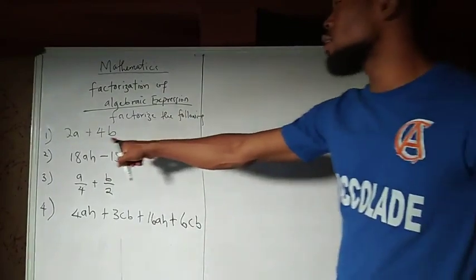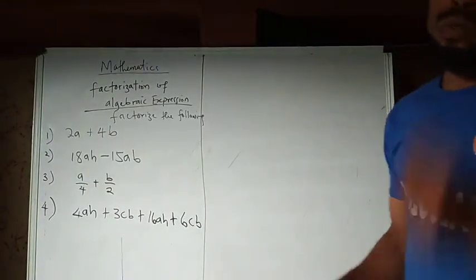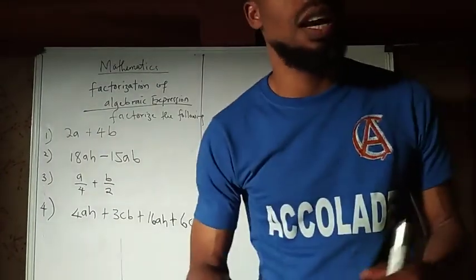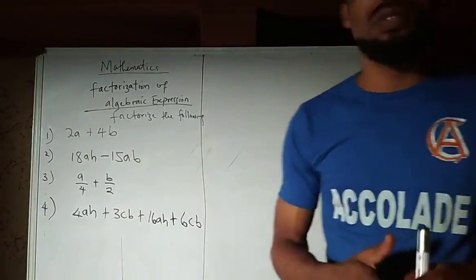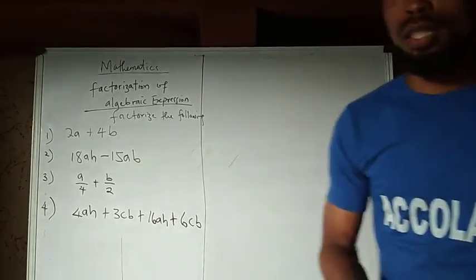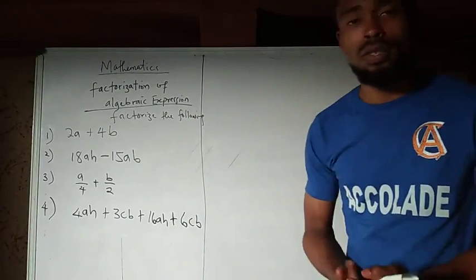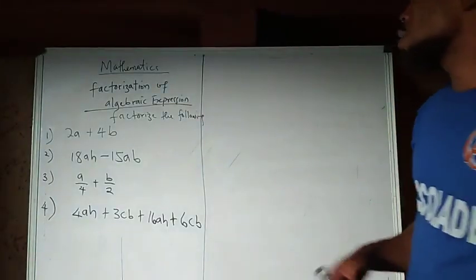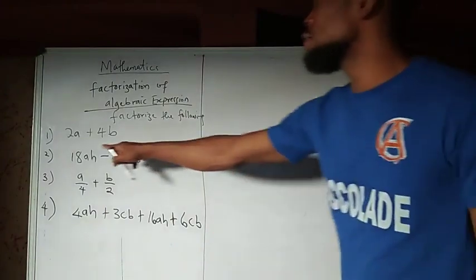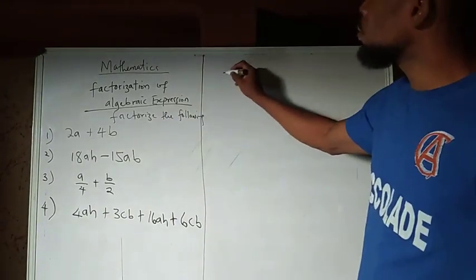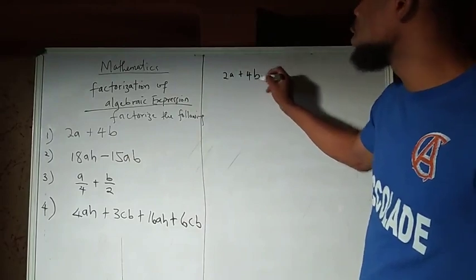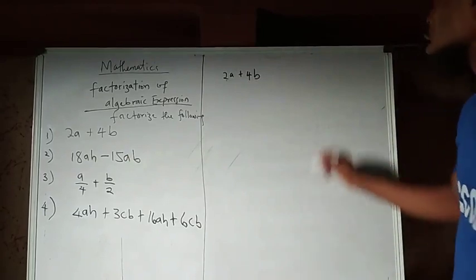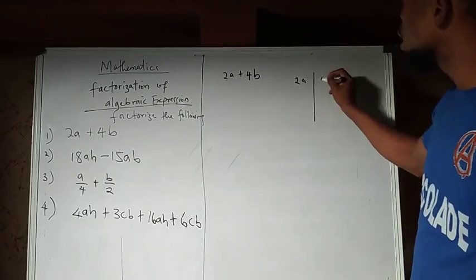Let's start. So we want to factorize this. Whenever you have a mathematical expression and they ask you to factorize, they are simply asking you to look for the common factors, the highest common factor. They said I should factorize 2a plus 4b. So what I'm going to do is look for the highest common factor of 2a and 4b.